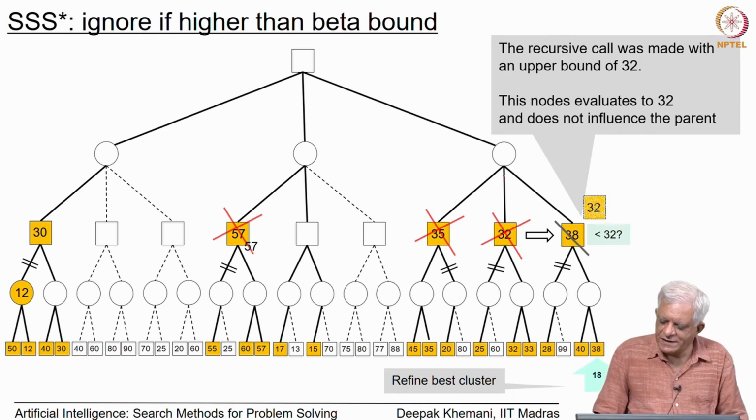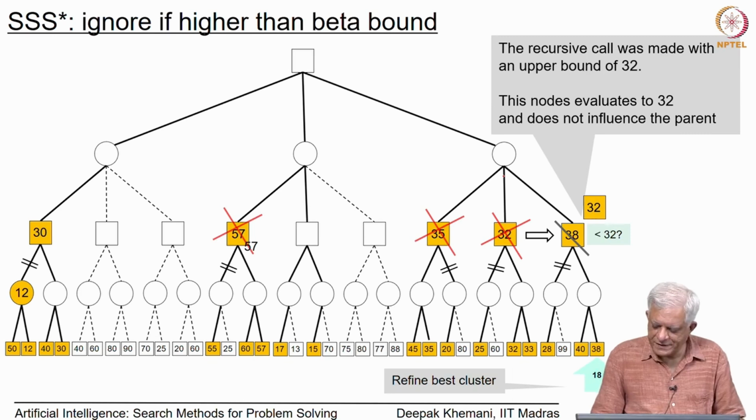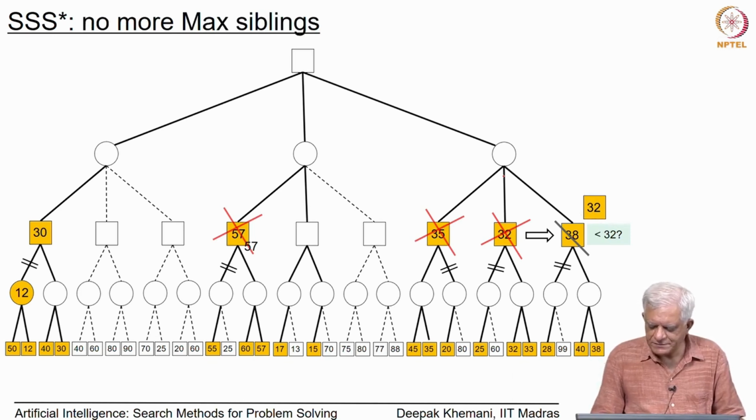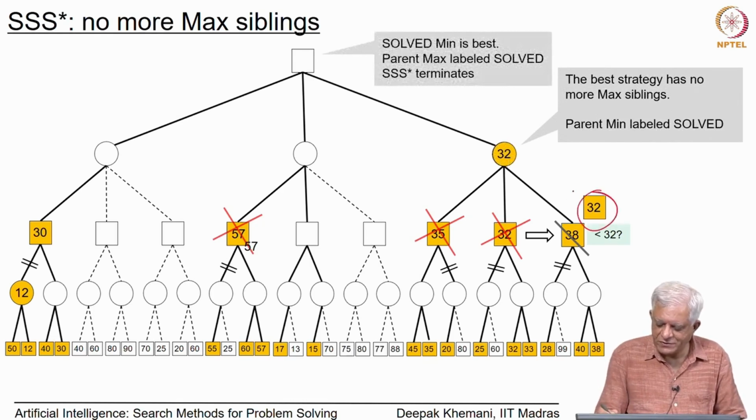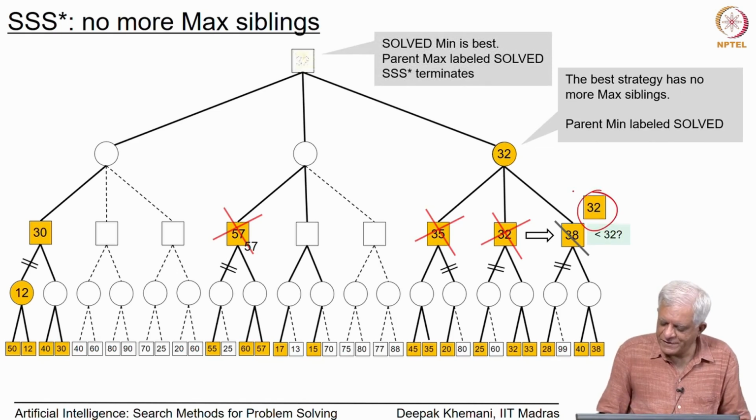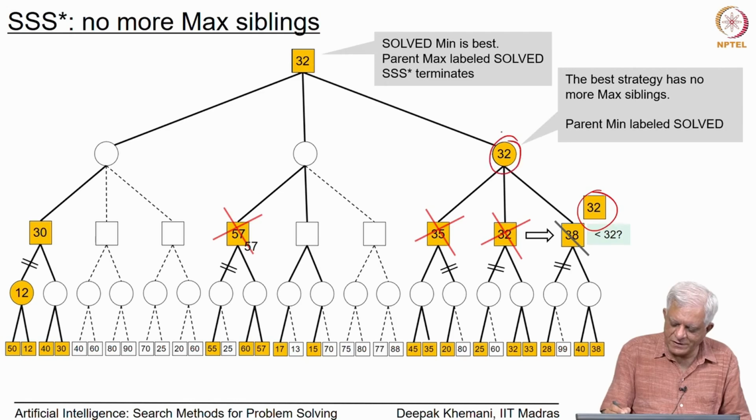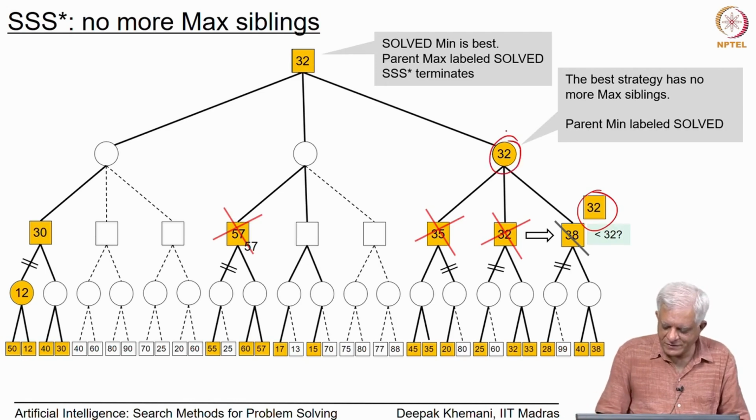So, as I said, the recursive call was made with an upper bound of 32. This node evaluates to 32 in the algorithm that we have written, and does not influence the parent. It gets value 38 essentially. So, what happens is that instead we consider a value of 32. The best strategy has no more max siblings, and so this was the best strategy, with the value 32. It has no more max siblings left. So, its parent becomes labeled with the value 32, and because it is a min node which is solved, its parent gets labeled with the value 32.